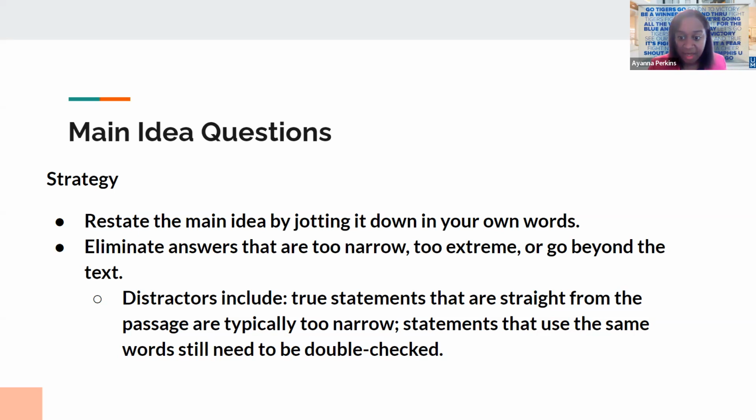That's probably not it. And then statements that use the same words, they need to be double checked. So they might be right, but if they're using the exact same words, more than likely they're too narrow. So this really helps you with main idea questions to look at what's going on overall, what's giving the overall big idea of the question.